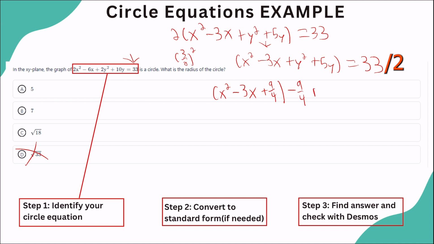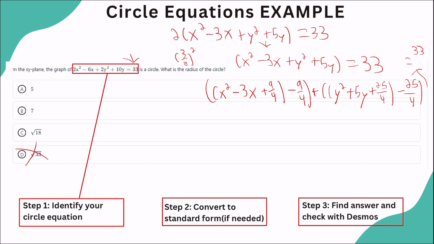Now we're going to do the same for the y's, inside these parentheses still. So y squared plus 5y, divided by 2 and squared, is going to give us 25/4, so plus 25/4 minus 25/4. Okay, so now that we've done that, this still equals 33, and this should be 33/2.